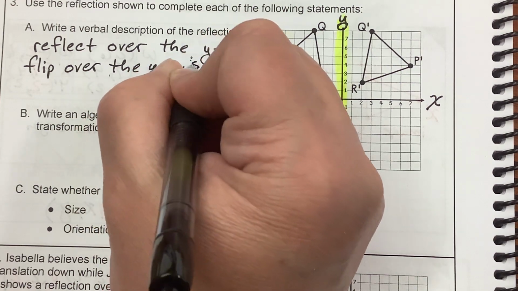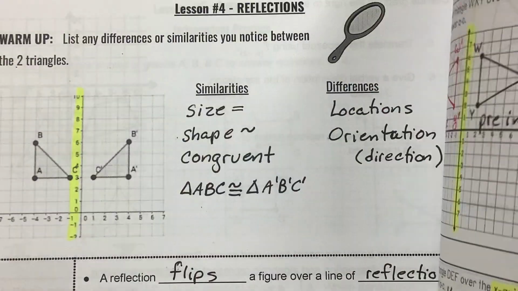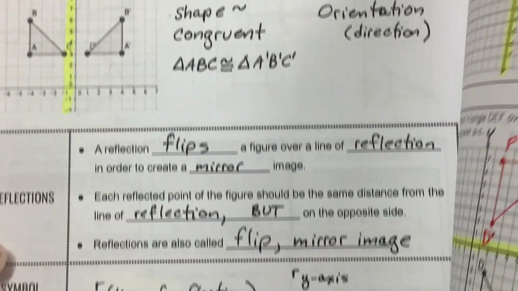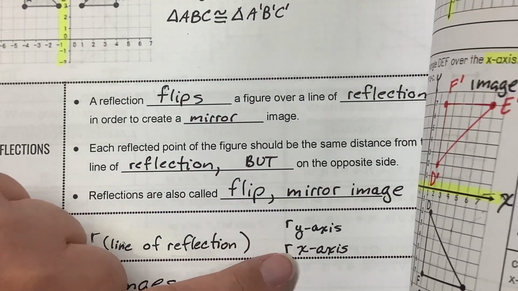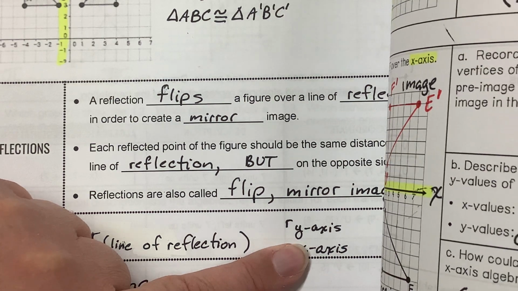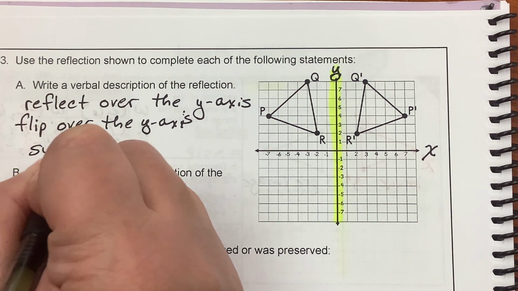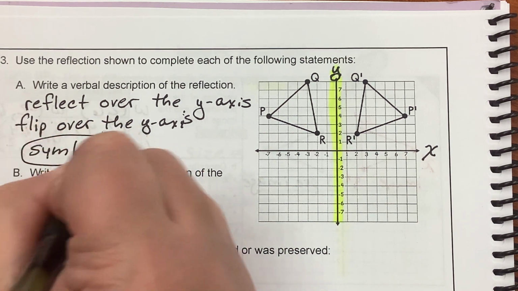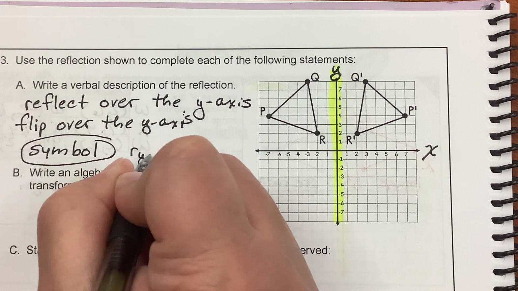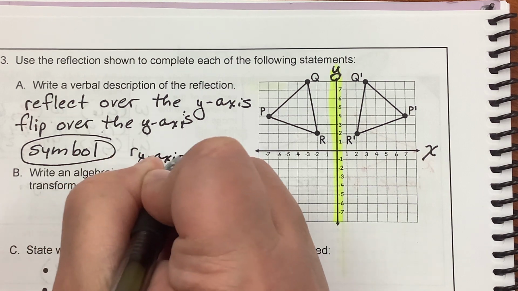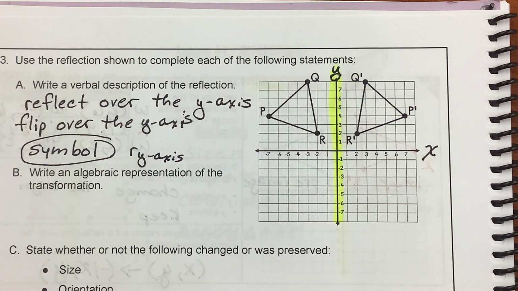And remember we had that symbol back here on the page before? See the symbol? There it is. R y-axis right there. That's how you would write it as a symbol. R y-axis. Sometimes I'll put that in parentheses, but it's really not supposed to be in parentheses, but it's how my mind works.